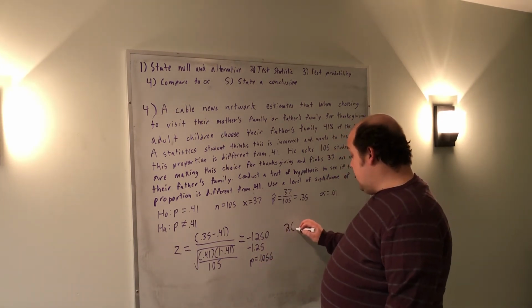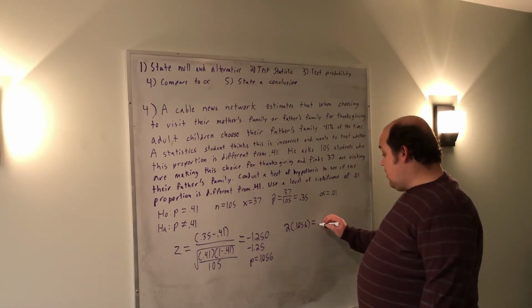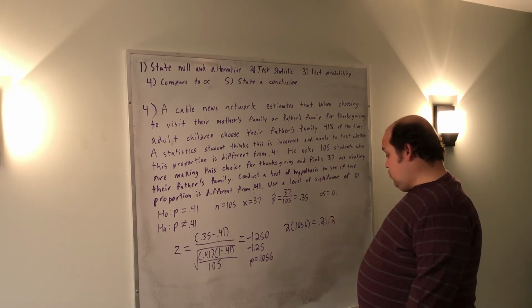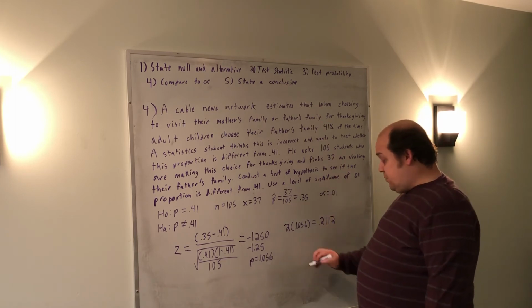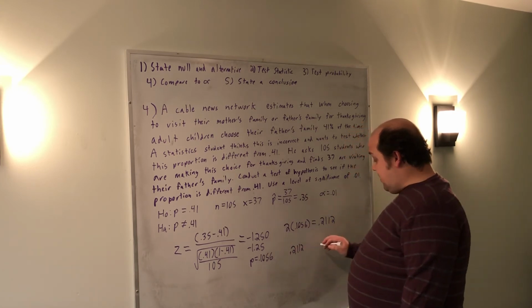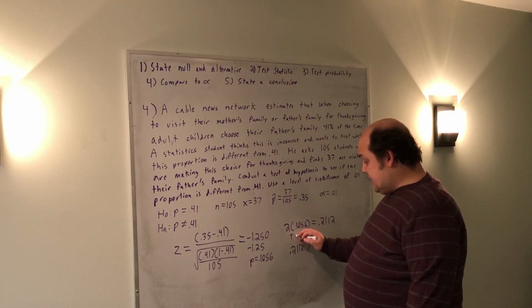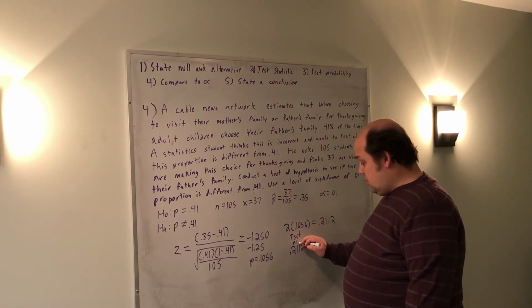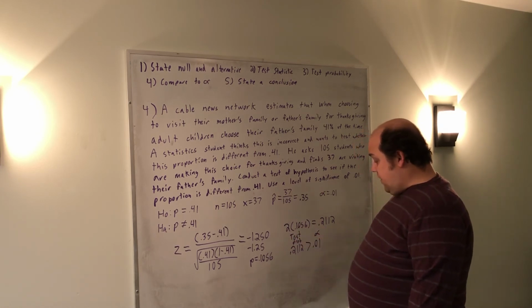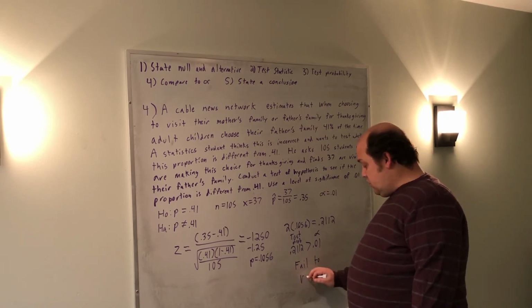So 2 times 0.1056 is going to get me to 0.2112. That is my test probability, 0.2112, which needs to be compared to alpha, 0.01. In this case, the test probability is greater than alpha, which means my conclusion is fail to reject.